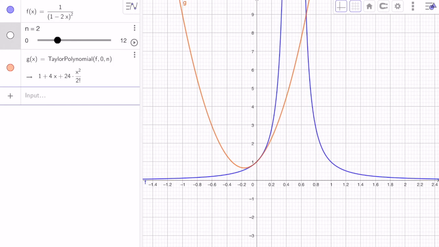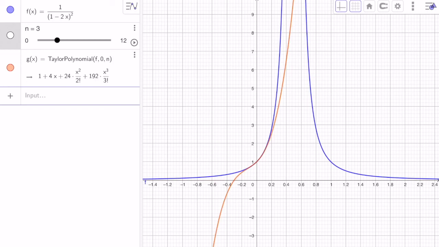If we go to n equals 3, which is what we calculated before, we can see that's a lot better when we have those small values of x. But once we start getting away from x equals 0, the approximation is pretty rubbish. So the answer to when is the approximation good is really that for small values of x, it's a very good approximation, but for large values of x, it isn't at all.